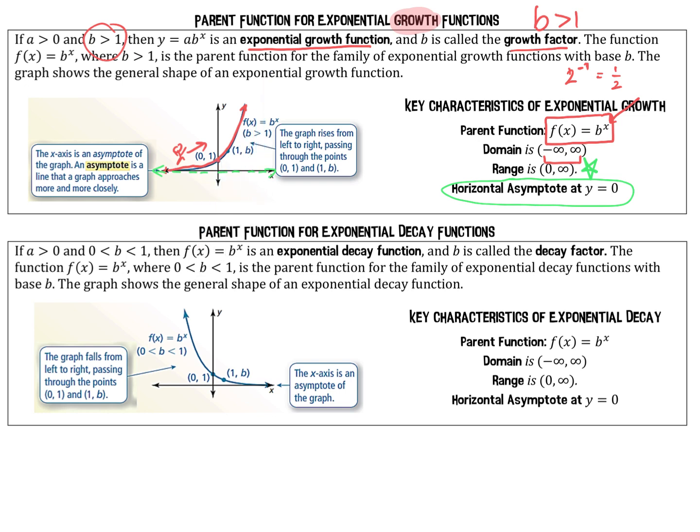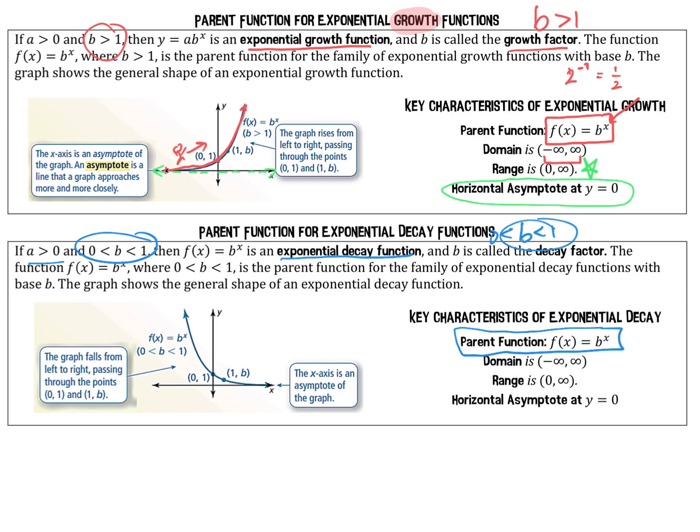Now, it probably won't be super surprising to you that decay is really similar, but again, instead of focusing on b being greater than 1, we're going to focus on b being less than 1. So we're looking at a b value that's between 0 and 1. We're still going to say that a is positive because we're looking at the most basic version of this function. So this is going to be our exponential decay function. So this parent function is exactly the same. We just have a new condition for b. b is less than 1, but also greater than 0. b can also be referred to as the decay factor.